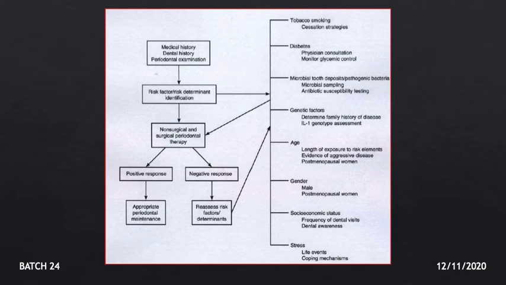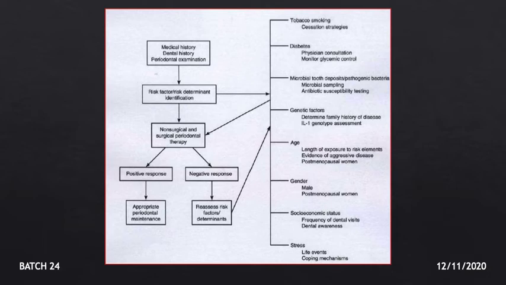When the patient comes to the clinic, you have to get the medical history, dental history, and periodontal examination, and you have to assess the risk. After assessing the risk and giving the prognosis, do the primary treatment, phase 1 treatment, then evaluate the response to it. If the response is positive, then your risk assessment is correct. Then you can put the patient under maintenance.